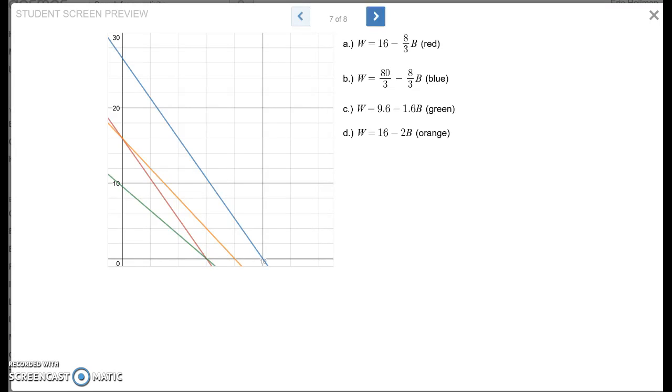And last but not least, here are some page numbers from your textbook. This is where the textbook explains all the stuff about budget constraints, and then there's a practice problem from the book if you want to do that.